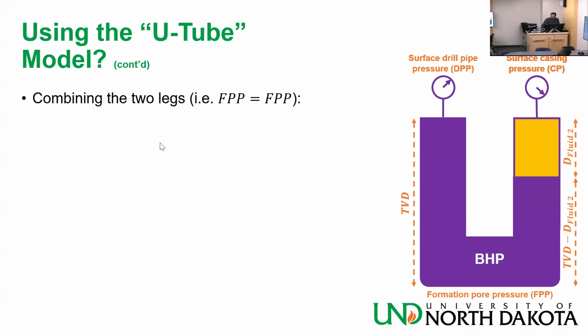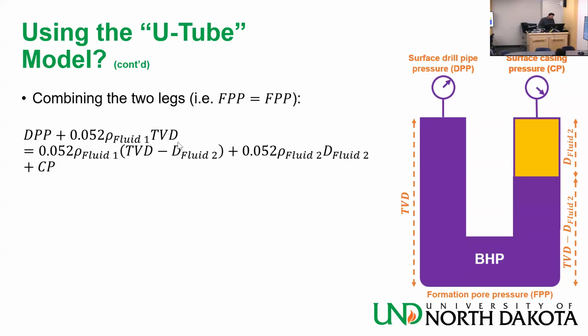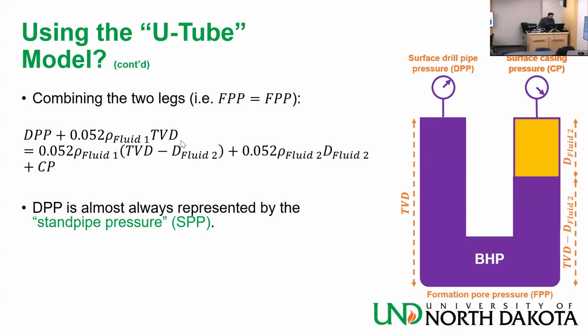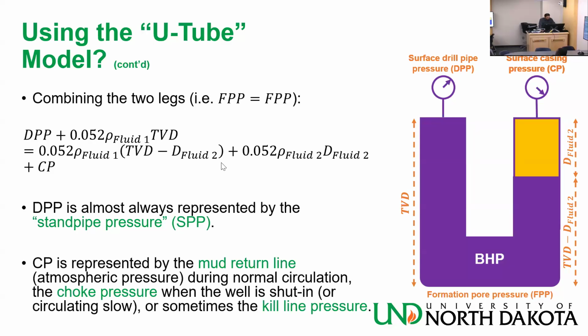So if you combine the two legs now with the two equations, one is BHP equals FPP, the other one is FPP equals BHP. Now combine them, and you get this. DPP is almost always represented by SPP, standpipe pressure, I told you that. CPP is represented by the mud return line, atmospheric pressure during normal drilling operation. And when we are shut in, it's called the choke pressure, and you are going to see why.